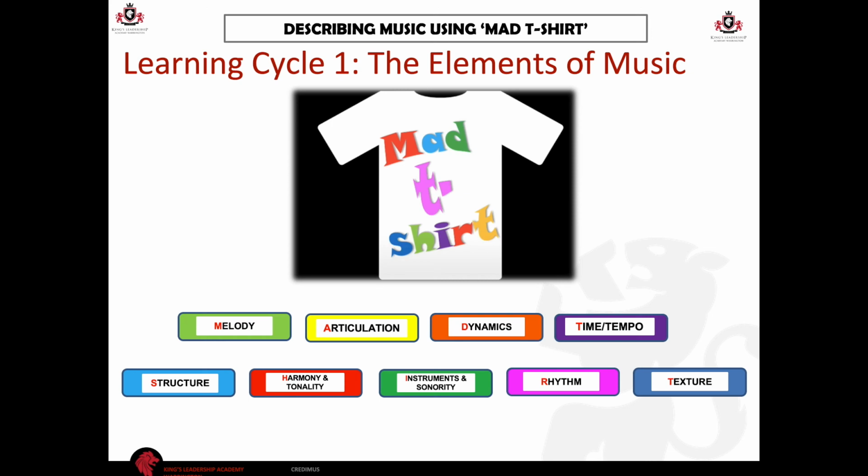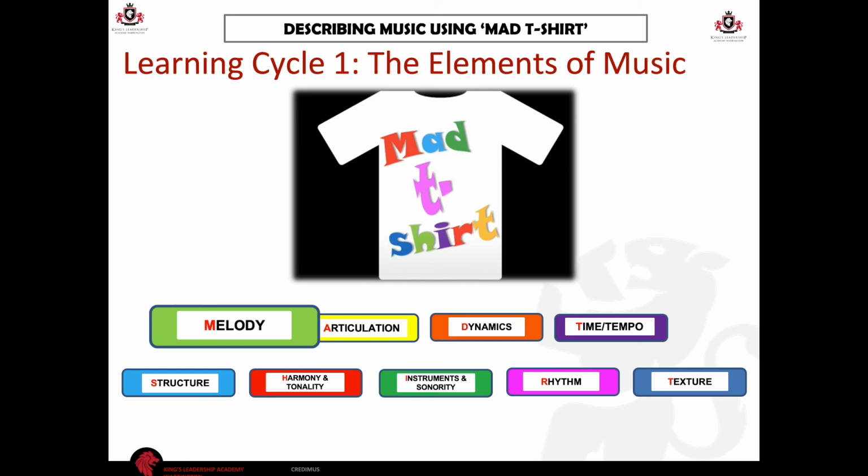In Learning Cycle 1, we expand on the elements of music, looking at how we can use a MAD t-shirt, melody starting, which is our pitch, the tune, to create our own songs, our own performances. We very, very occasionally touch pen and paper in the music lessons because music is all about performing and making as much noise as possible.